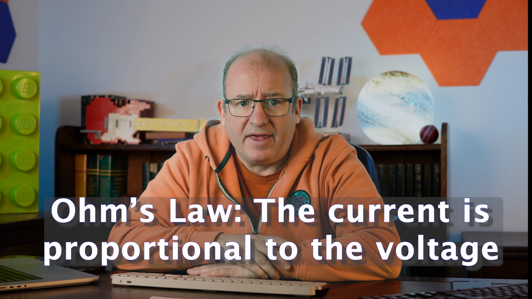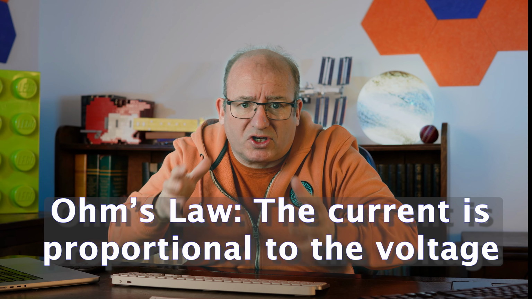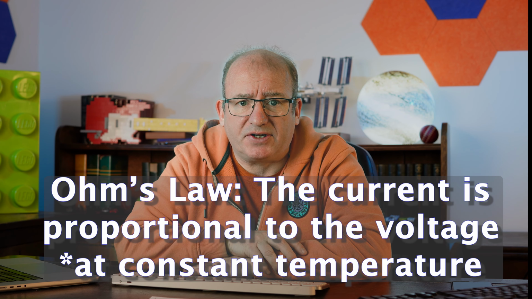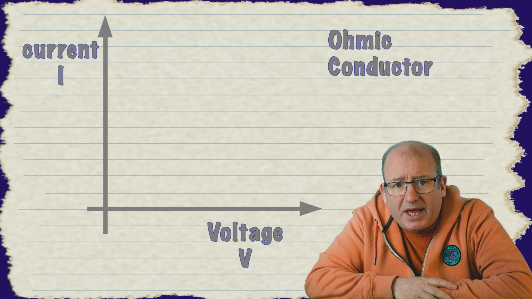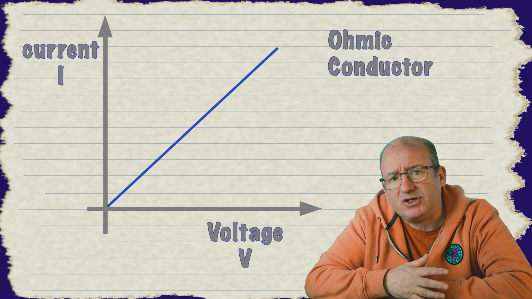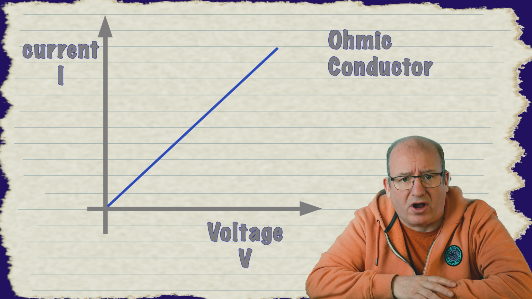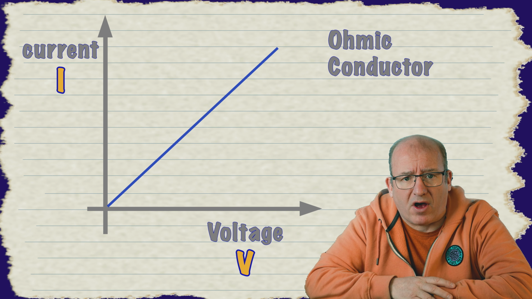Ohm's law tells us that the current through the resistor is proportional to the voltage across it at a constant temperature. What that means is that if we plot a graph of current against voltage for a resistor or an ohmic conductor, we get a straight line. Now, we sometimes call a current voltage graph an IV graph.